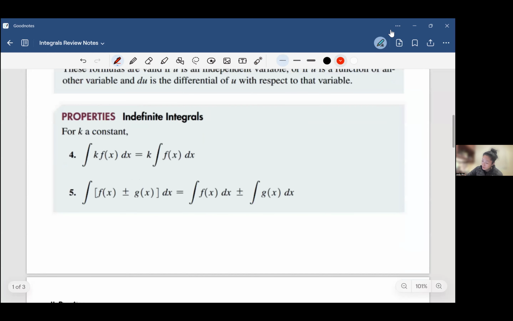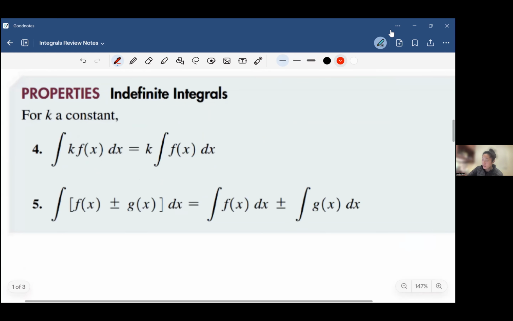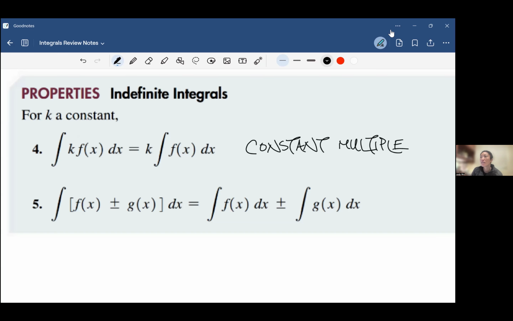So a couple properties of indefinite integrals here. If we have a constant in the front, we can go ahead and pull that constant out. We can call this the constant multiple rule for integrals, and it just keeps our numbers a little bit smaller if we pull that out to the front. Now, if we are adding or subtracting two functions, we can go ahead and split them up into multiple integrals.